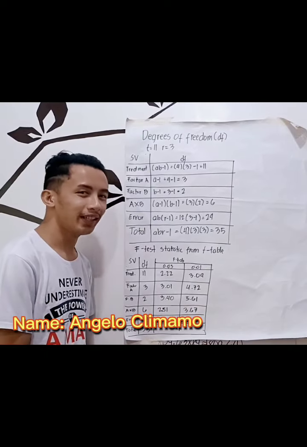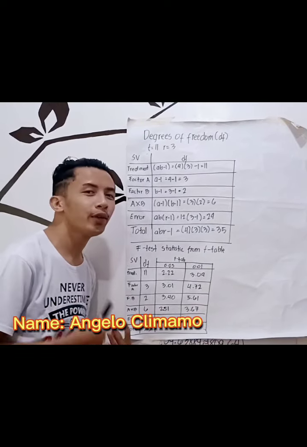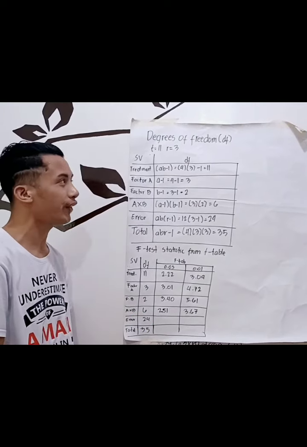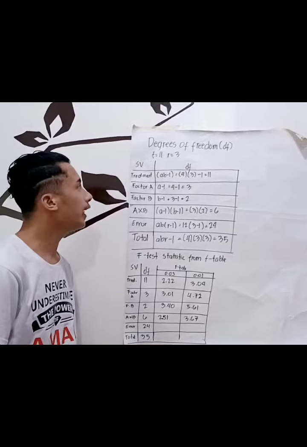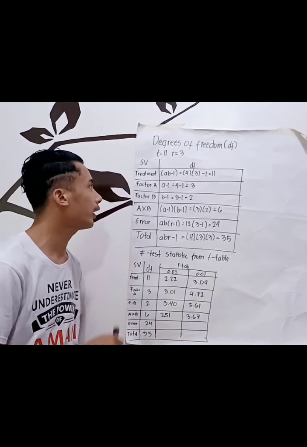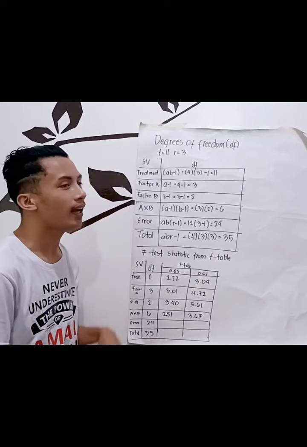Hello everyone, I am Angelo D. Climaco. Now let us continue what we started. So I am going to explain to you the degrees of freedom, or DF. So our T equals 12 and our R equals 3. As you can see, we have SV and DF.